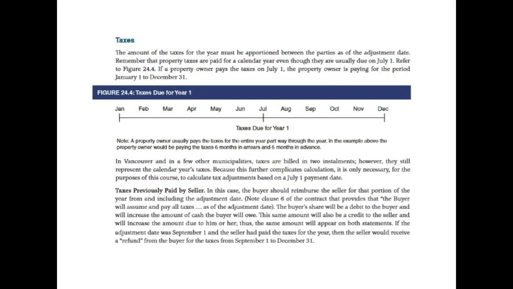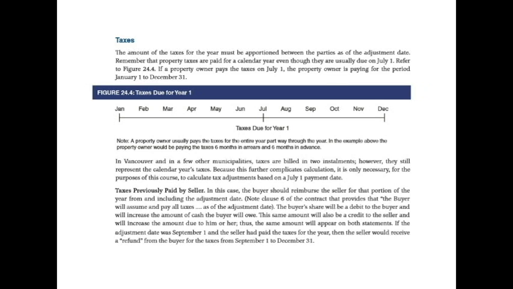Taxes. The amount of the taxes for the year must be apportioned between the parties as of the adjustment date. Remember that property taxes are paid for a calendar year, meaning January 1st to December 31st, even though they're usually paid on July the 1st. Okay, so don't forget that. Refer to Figure 24.4, which I'm going to do. If the property owner pays the taxes on July 1st, the property owner is paying for the period of January 1st to December 31st. So it's Figure 24.4, taxes due for year one.